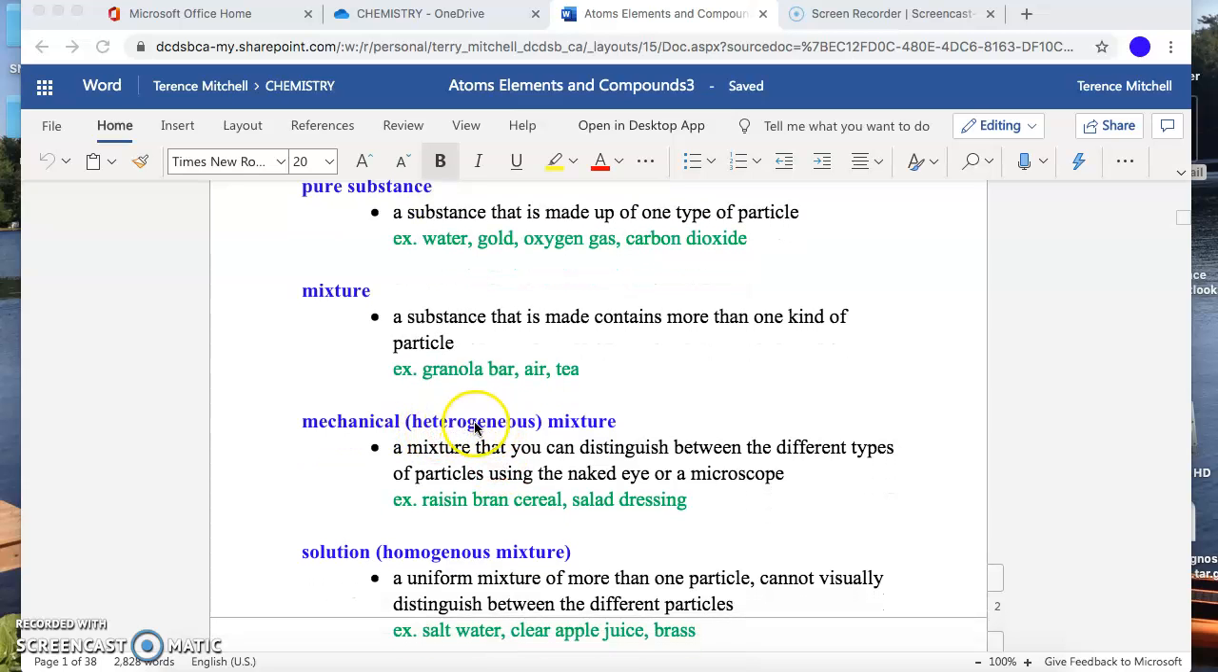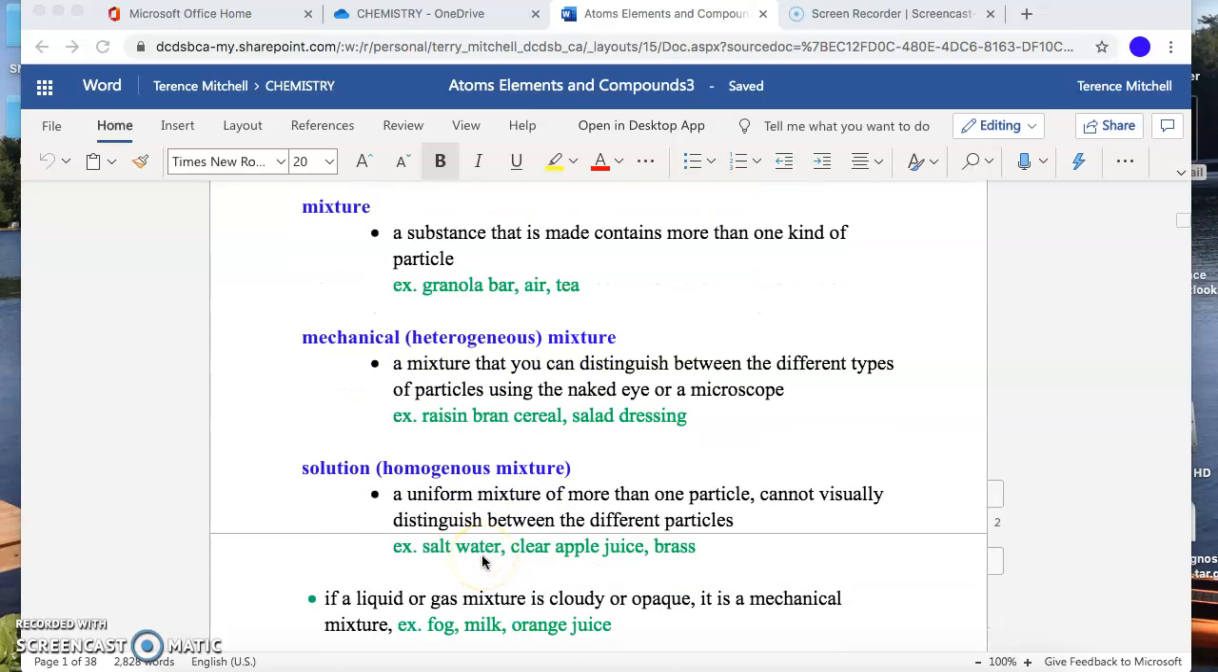So first is a heterogeneous mixture, otherwise sometimes referred to as a mechanical mixture. And this is where you can see the different types of particles using the naked eye or even through a microscope. So in my cereal, I can see the milk, I can see the raisins, I can see the bran. In salad dressing, I can see the oil, the water, the vinegar, the different herbs and spices that are in there. I can see all the different parts. So it's a heterogeneous mixture.